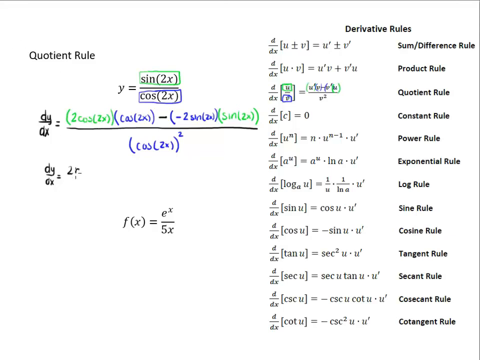So I can call that cosine squared of 2x. I can multiply them together because their arguments are the same. Over here I can do the same thing. I've got plus 2 sine of 2x times sine of 2x. So that's sine squared of 2x.